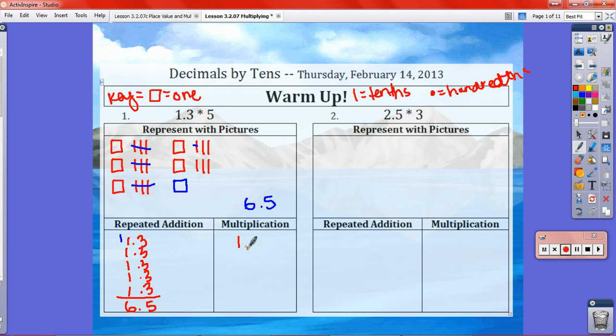And I also need to multiply 1 and 3 tenths times 5. 3 times 5 is 15. Carry the 1. And 5 ones is 5, plus another 1 is 6. And that's just our review.